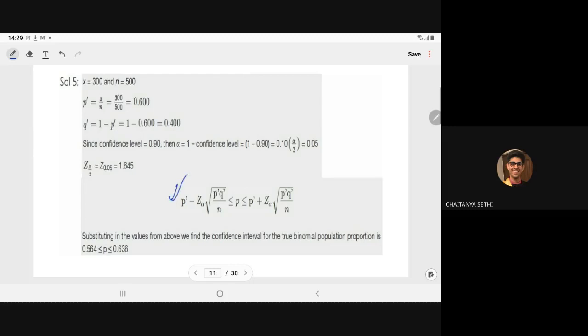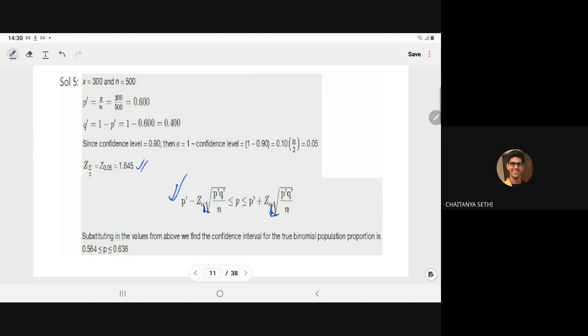So here it should be the Z alpha by 2. Since the confidence level is 0.90, alpha is equal to 1 minus confidence level, 1 minus 0.90, that is 0.10. So alpha by 2 will become 0.05. So Z alpha by 2, we know its standard value is 1.645.